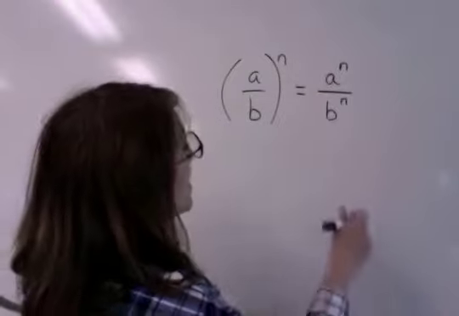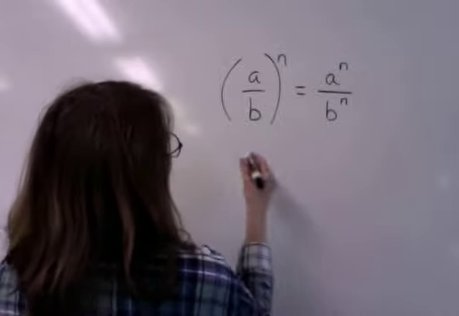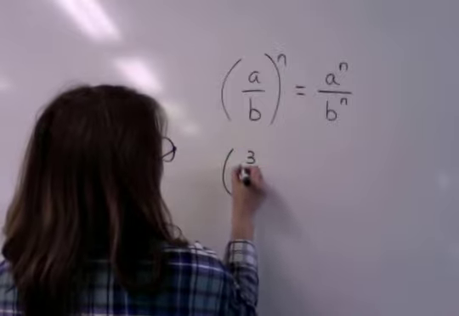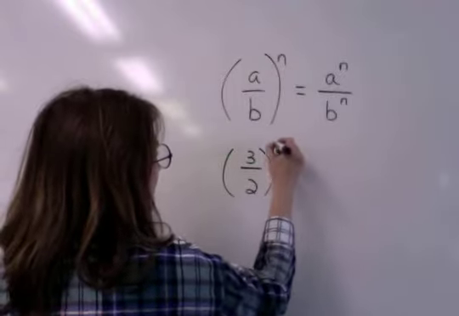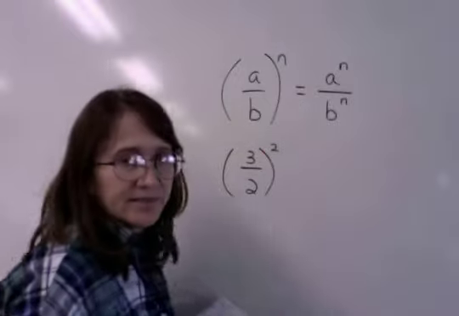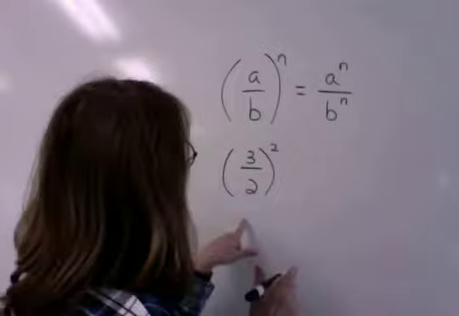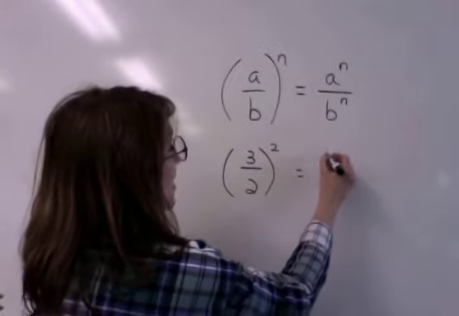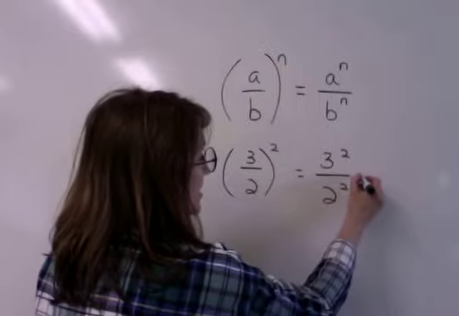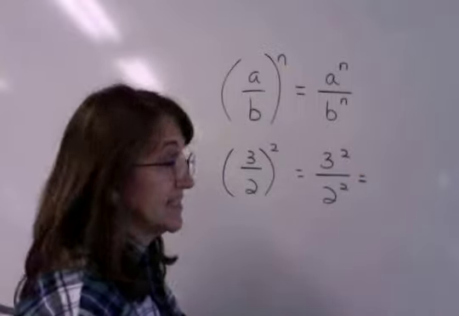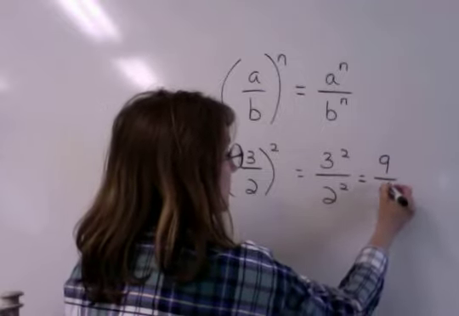And then let's pick a couple of numbers and just try to figure out. Let's make it 3 halves, and then we'll make our power 2, or we're going to square it because it's really easy to do. So what happens? That would become 3 squared over 2 squared, right? And then if I go ahead and take out my multiplication, that's going to become a 9 over a 4.